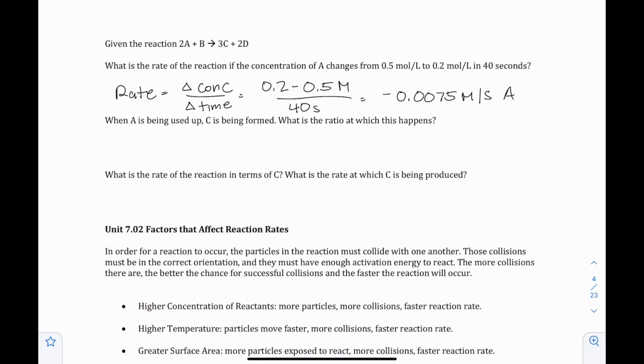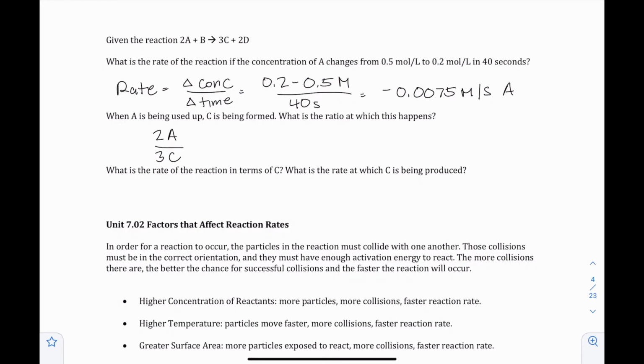The second question asks for the ratio of A being used up to C being formed. According to the balanced equation, 2 moles of A produces 3 moles of C, so it's a 2 to 3 ratio of A to C. What is the rate of the reaction in terms of C? So if we know the rate of A being used up, and we know the ratio of A to C, we can convert from A to C using the mole ratio.